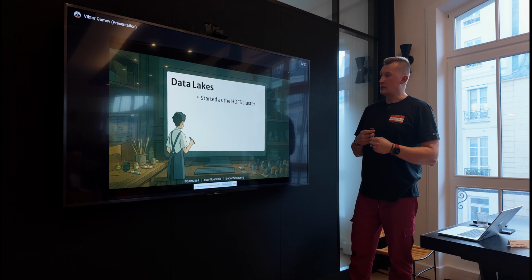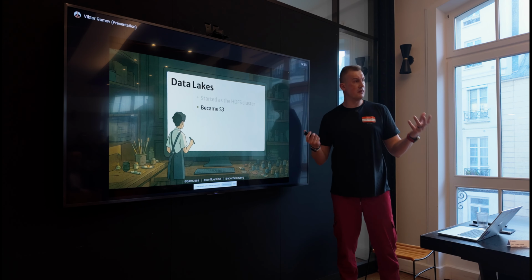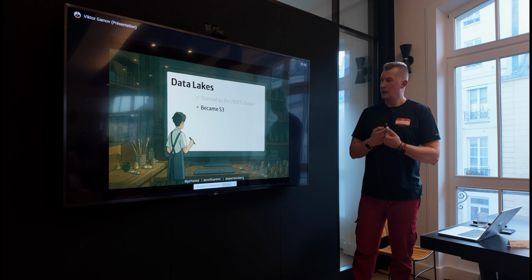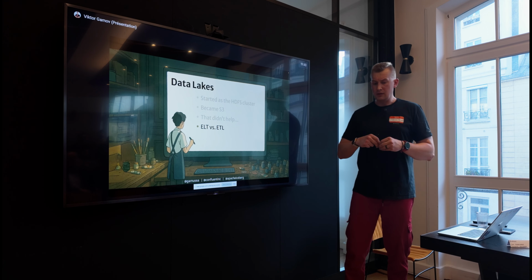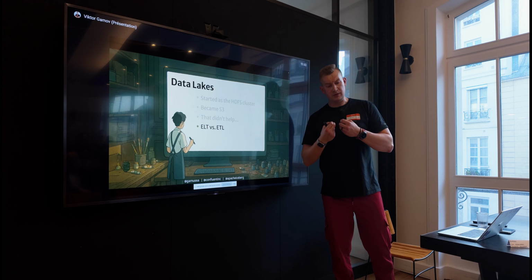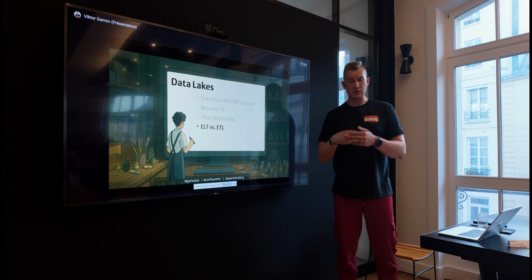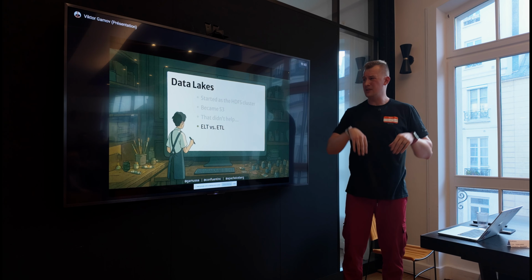A few more words about data lakes. It started as a GFS cluster and became S3. S3 right now is everywhere. That's the standard storage that we're using. Like I said, it's ELT versus ETL: we extract, load, and after that transform, versus doing the transformation upfront. So we don't think about transformation upfront. We're thinking that, okay, someday we will need this data.